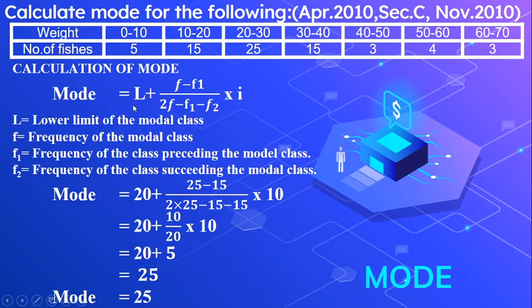I repeat, mode is L plus (F minus F1) by (2F minus F1 minus F2) into I. First we find F. F is the maximum frequency. L is the modal class lower limit. So the lower limit is 20. F1 is before this maximum frequency, whatever we have, that is F1. After this maximum frequency, whatever frequency we have, that is F2. We just substitute. I is the size of the class interval, and we find the mode.